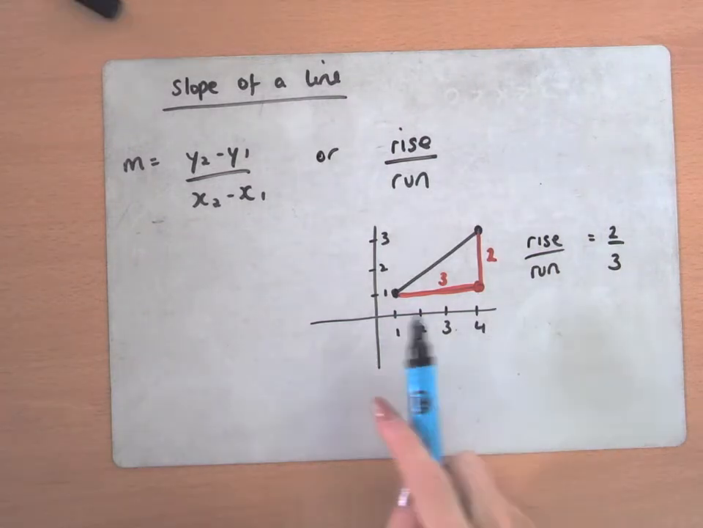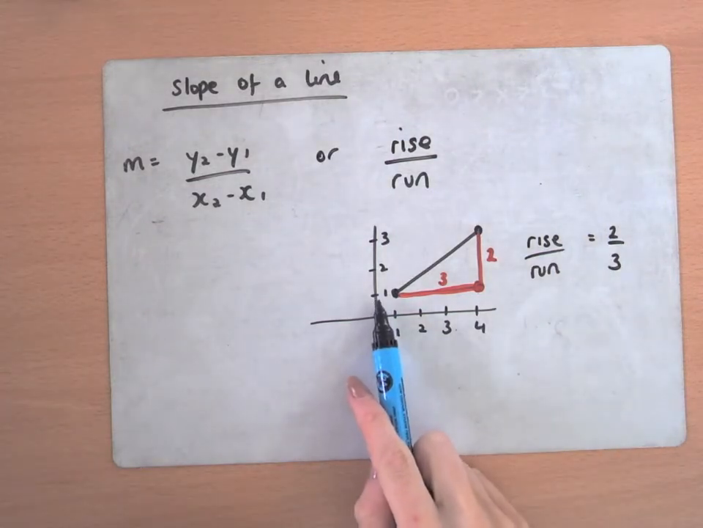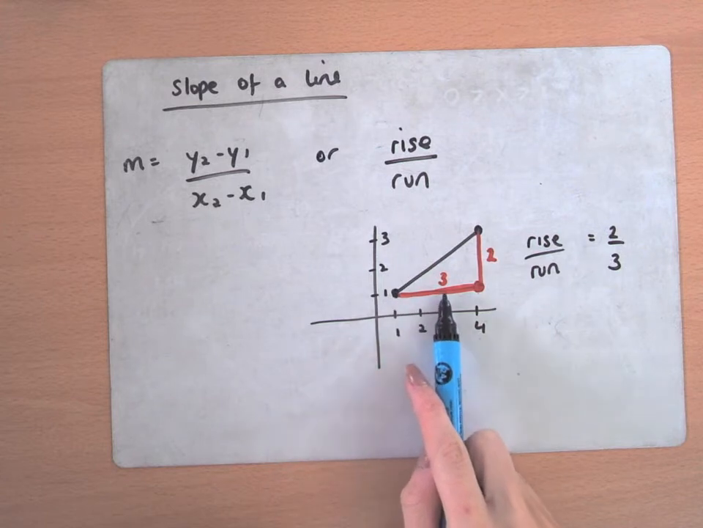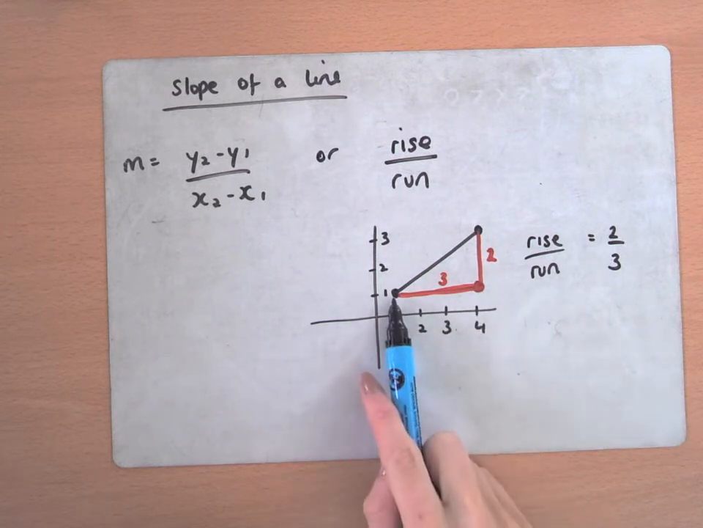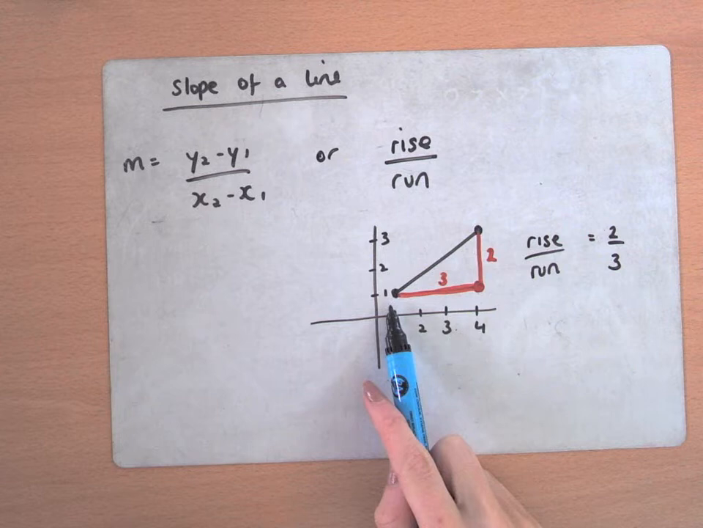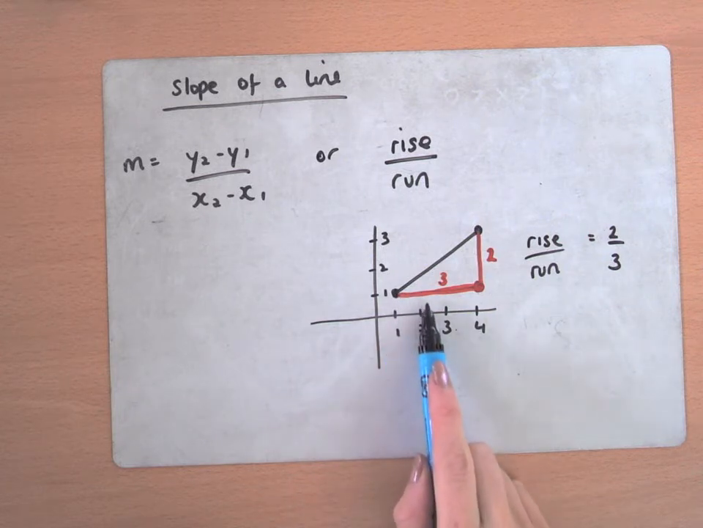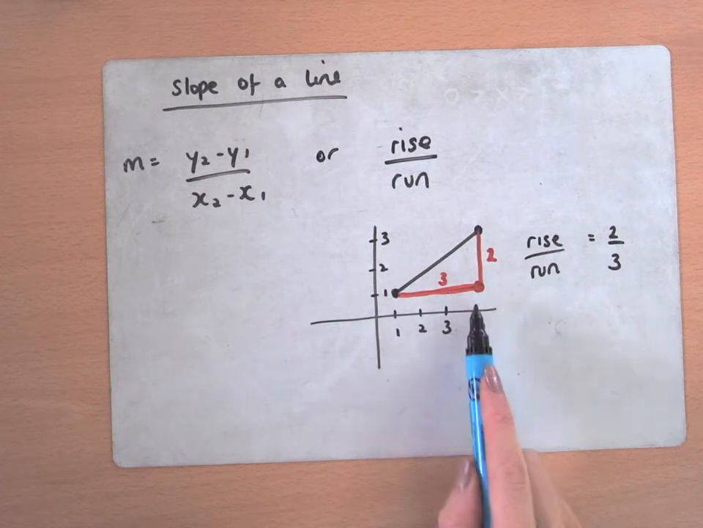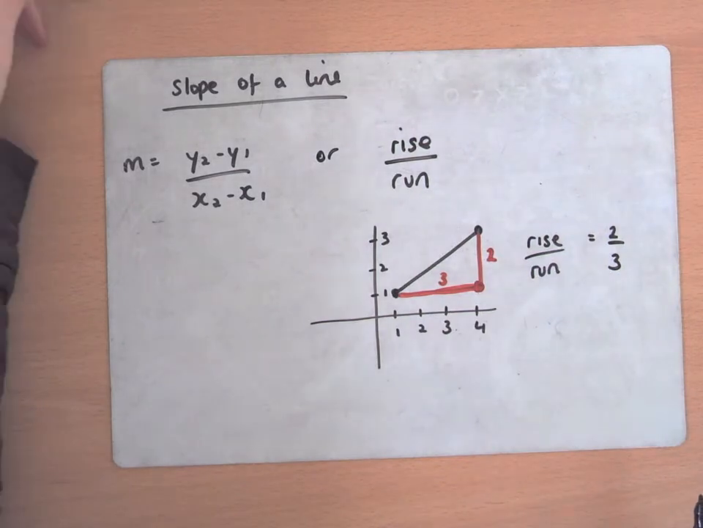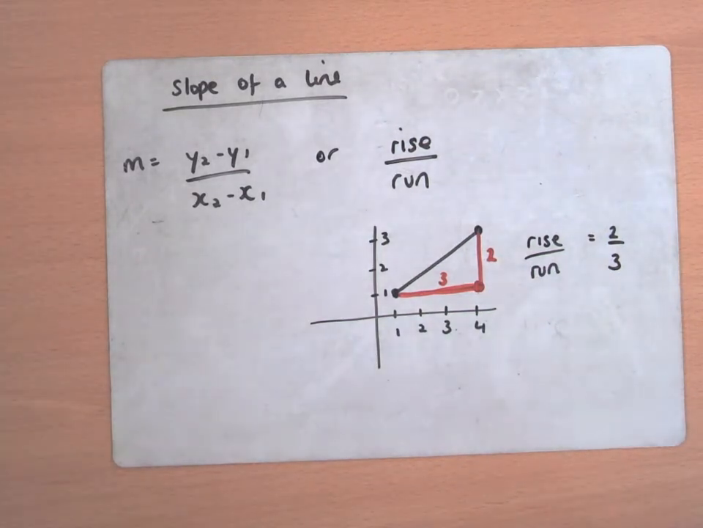No, because it doesn't start at 0. If my point was here, it would be 1, 2, 3, 4. But because it starts here, just count the units, count the boxes. 1, 2, 3. Does that make sense? Okay, so there's your rise over run. If they give you a graph, sometimes it's way easier to just draw a little triangle and do rise over run.